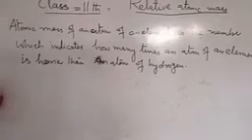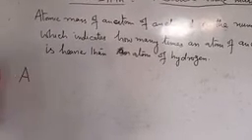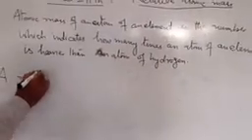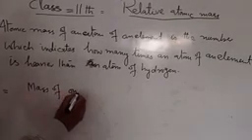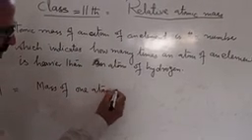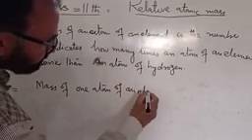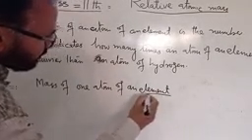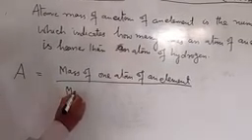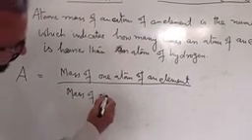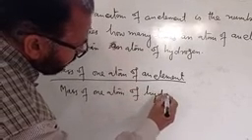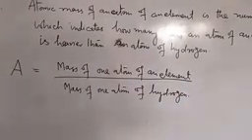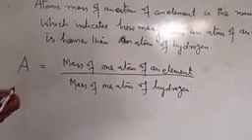That is, if we write atomic mass, A is equal to mass of one atom of an element divided by mass of one atom of hydrogen. This was a comparison, and we take the relative mass here. We compare the mass of one atom with the mass of one atom of hydrogen.